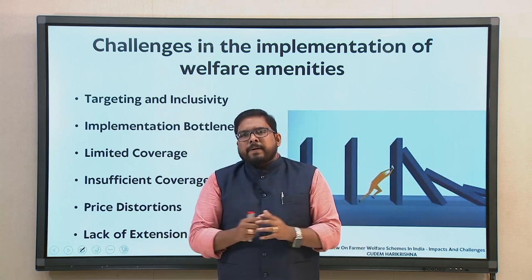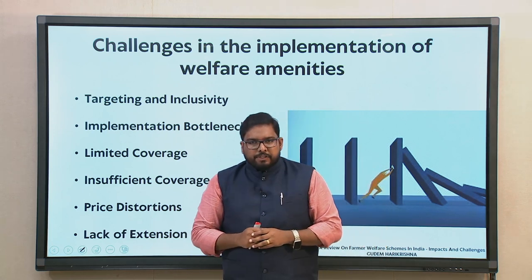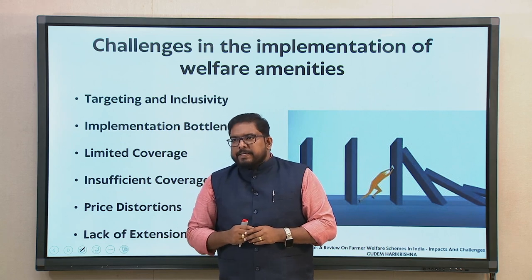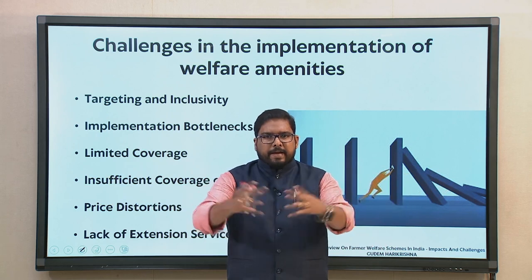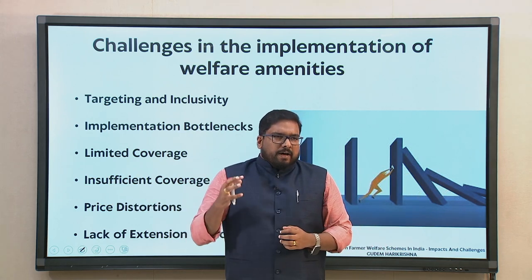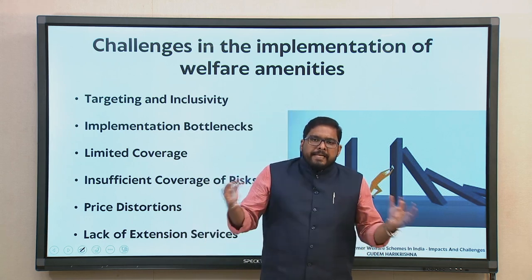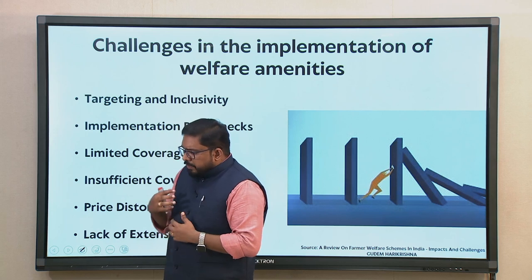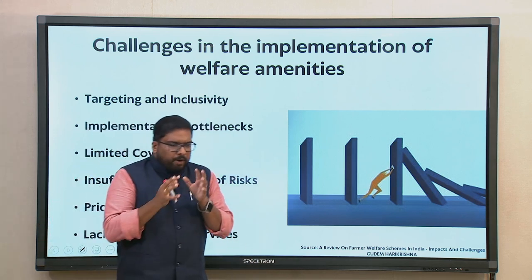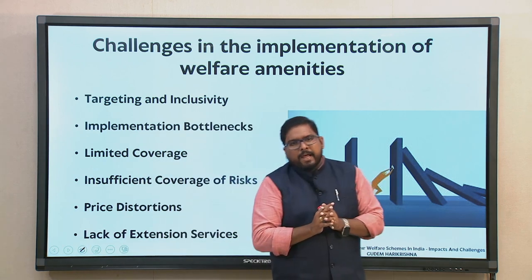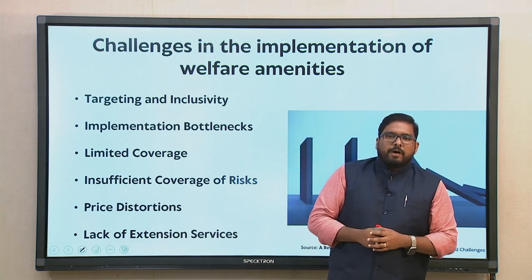So there are a lot of implementation bottlenecks, which again emerge as an important challenge in the implementation of welfare amenities. The third important aspect is limited coverage. Though the attempt is to spread across the entire public and the entire rural sector, maybe because of the sheer population or the lesser outlay or budgetary allocation, many a time it is difficult to actually cover the entire set of destined people or targeted population. This makes the schemes literally redundant at times because of this limited coverage.